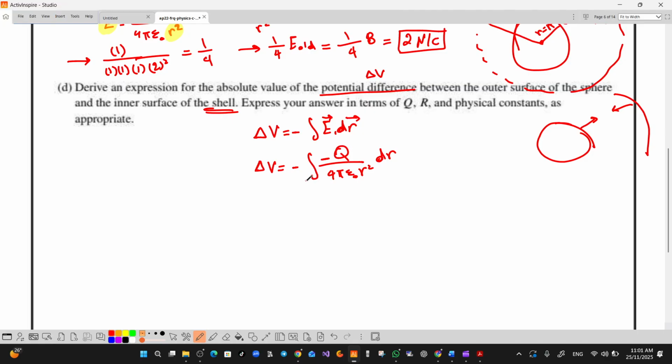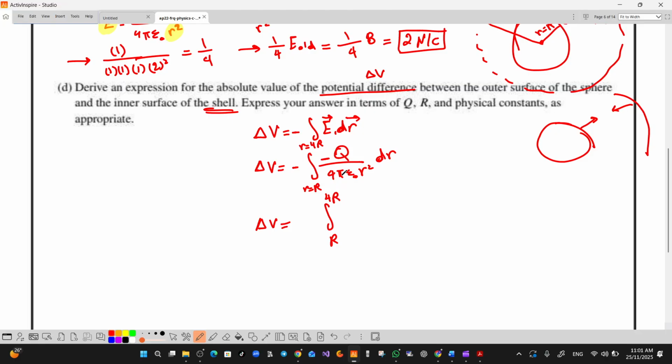Now the boundaries are from the surface, which means I'm going to set my boundaries to start from R up to the inner shell, and the radius there is 4R. So delta V is equal to, minus times minus is plus, the integral from R to 4R. You can write it in this way anyway.